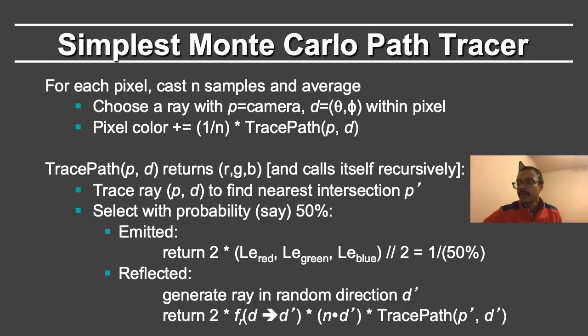Here is a simple Monte Carlo path tracer, which I showed earlier. For each pixel, you cast n samples with 50% probability you decide emitted or reflected. You modulate by a factor of 2. In the emission case, you terminate and you return the emissive value. In the reflected case, you modulate by the BRDF and you trace the path recursively.